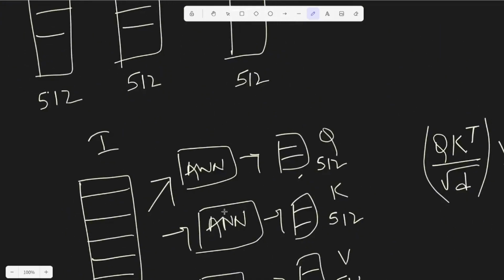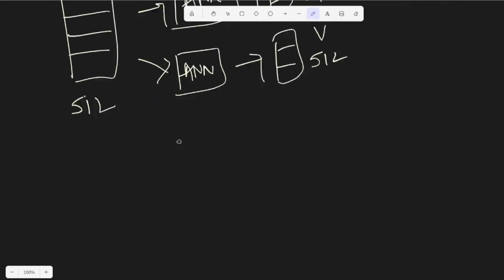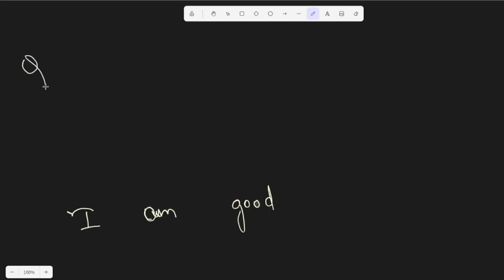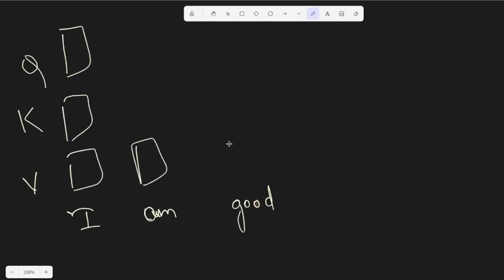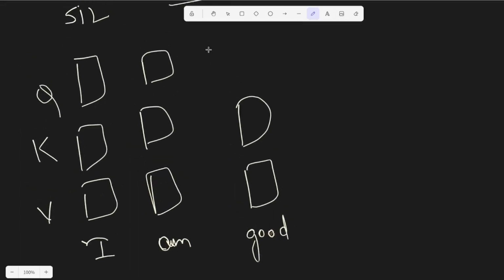Now the 3 words we have are "I am good". Let's see in the end what really happens. Let's say we have the words I, am, good, and we have Q, K, and V, and we have these boxes. These boxes are nothing but the query, key, and value vectors. I'm sorry for the drawing. So now we have query, key, and value vectors for each of the words.